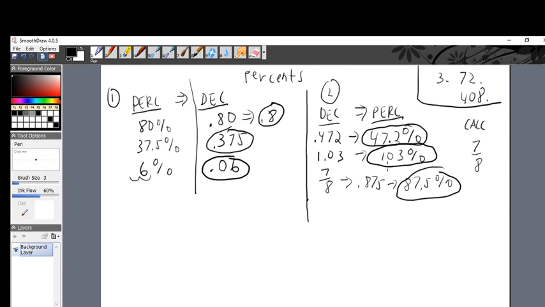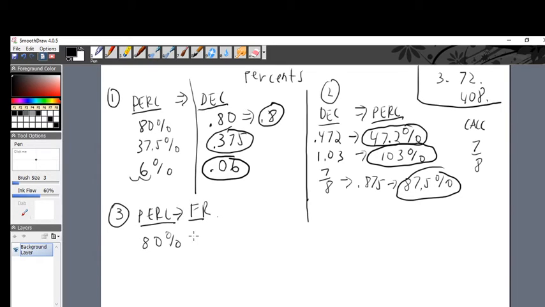Okay, let's look at percent to fraction. This is the least important, I believe, in my estimation, going from percent to fraction. But let's look at a couple of those, and then we move on. Percent to fraction. If you have something like 80% that you need to change into a fraction, here's what you do.